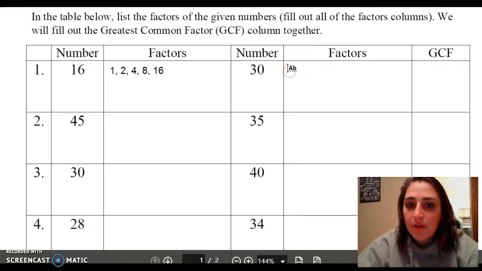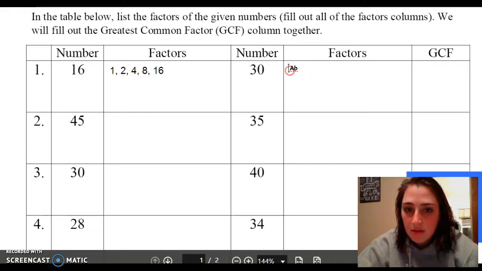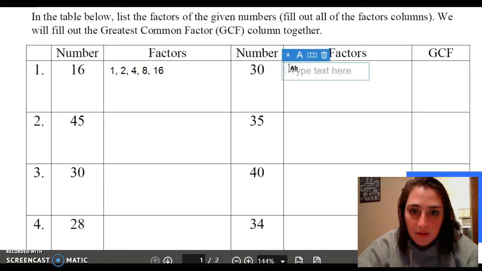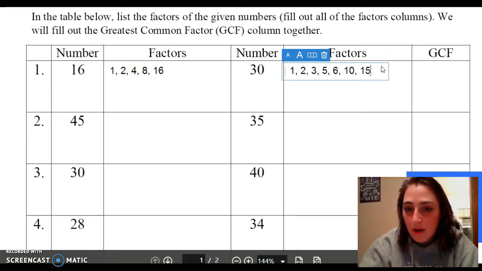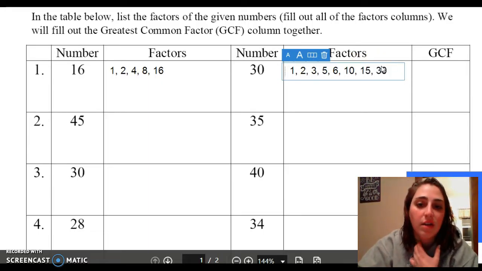Okay? And now we're going to do 30. So for 30, we have 1, again 2, because it's an even number, 3, because it's 30, 4 would not work, 5 would work, okay, and then 5 times what is 30? Well, it's 6. 3 times what is 30? That's 10. Whoops. 2 times what? 15. And last with 30, 1 times 30. Okay.